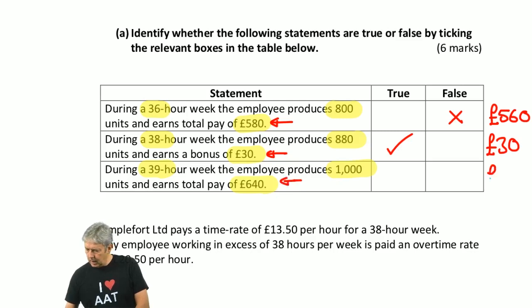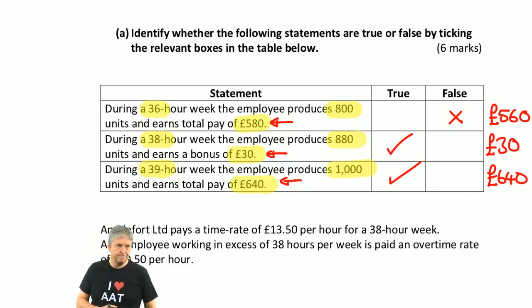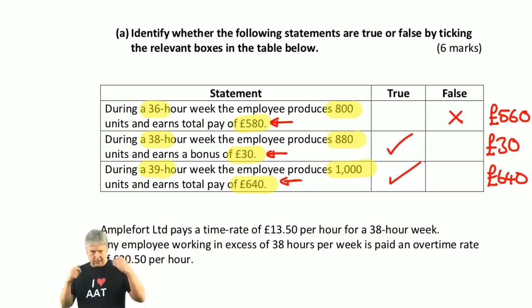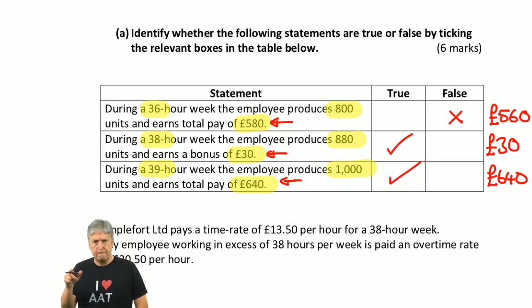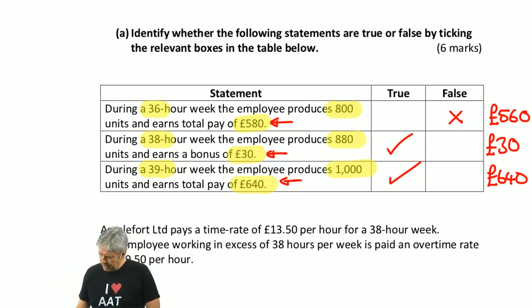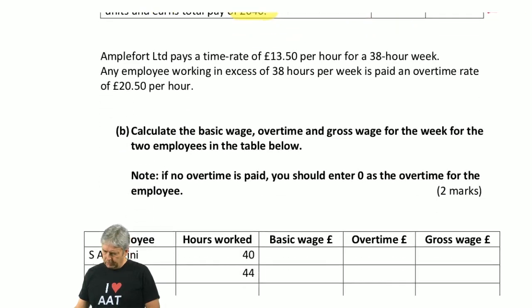Whoa, our 640 is true. We are correct. So we just scored 6 out of 6, and that really must be what you are expecting to score. Okay? So moving on, what have we got here?